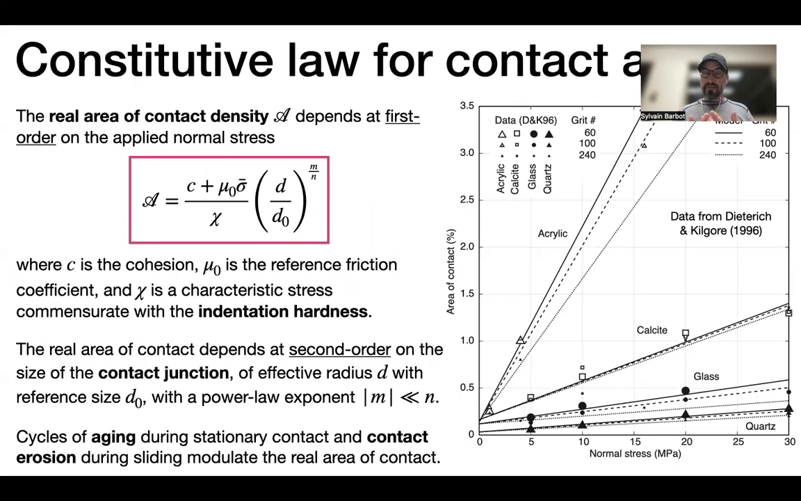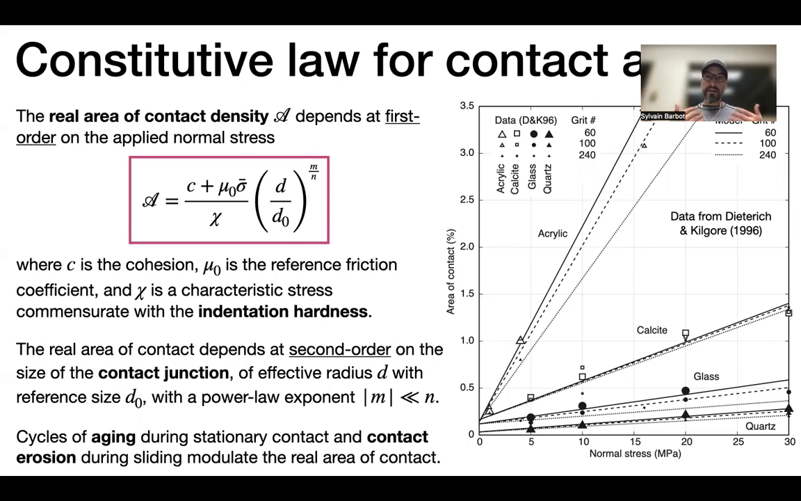So it's a function of the normal stress, and this function is a linear function. So there's a constant and a proportionality constant. And so that's the cohesion and the coefficient of friction. And that's divided by the material hardness, chi. And the whole thing is multiplied by this sensitivity to the size, which is raised to a small power that is written m over n.